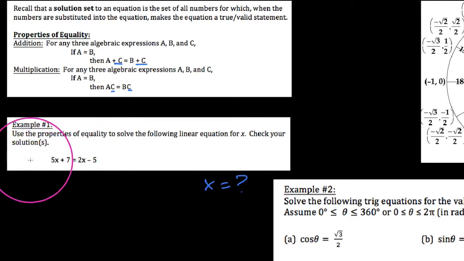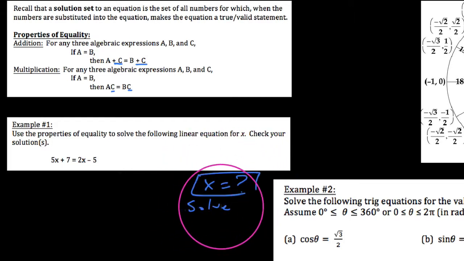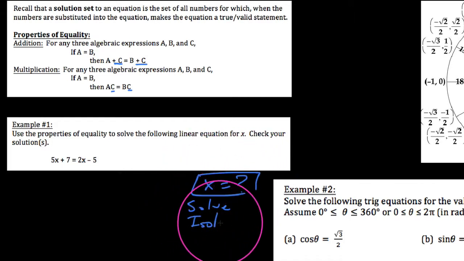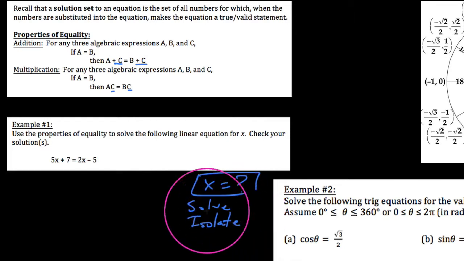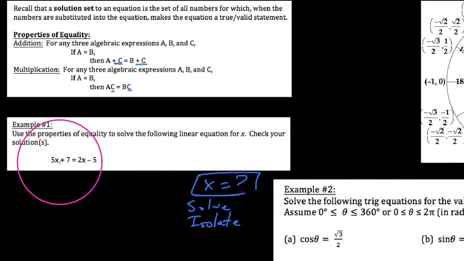For solving this, you'll notice that this is kind of like algebra, we have variables on both sides. What this means is we need to get all of our variables on one side. When you say solve, what we really mean is isolate. We want to write this down: solve and isolate mean the same thing, and isolate is a fancy way of saying get it by itself.